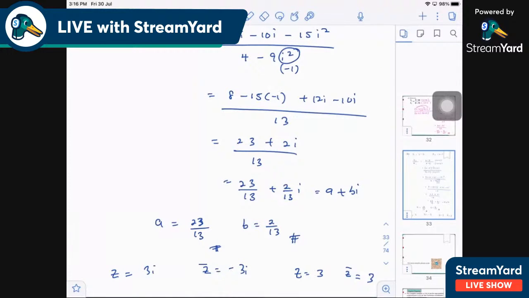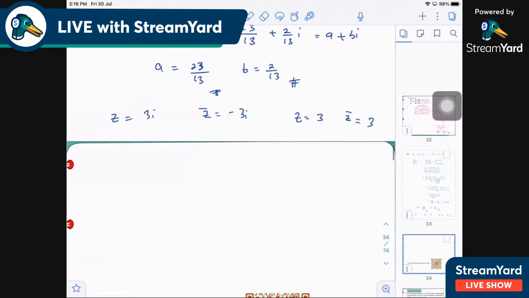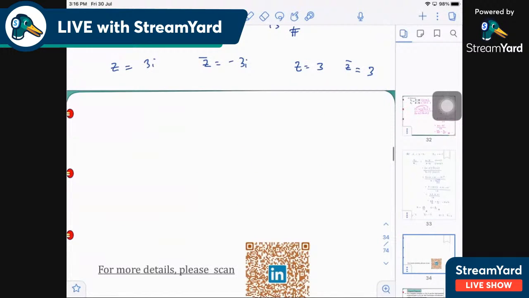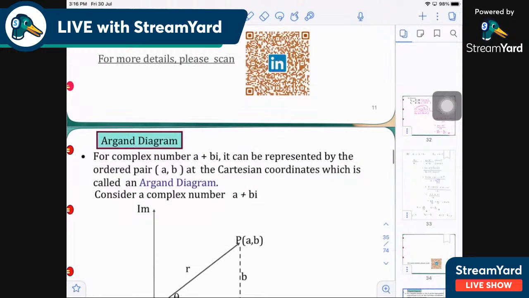Okay, now I start again. The next one is called the Argand diagram. Ready, everybody? I give you 1 minute to stretch and get ready for the next part.